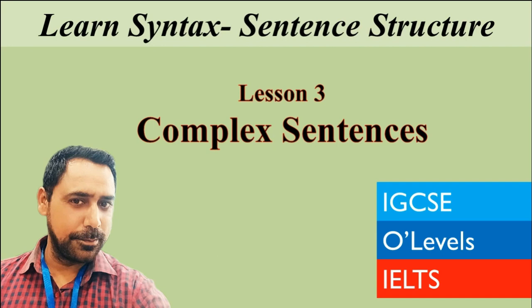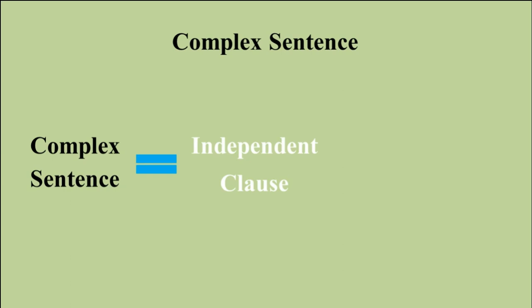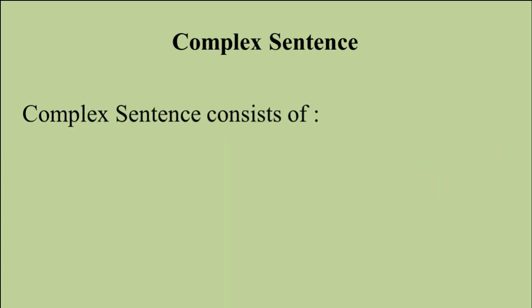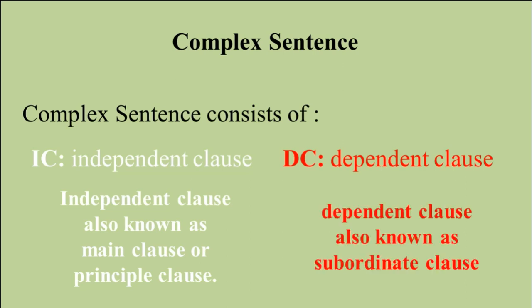Lesson 3. Complex sentences. What's a complex sentence? A complex sentence is equal to an independent clause plus a dependent clause. A complex sentence consists of IC, an independent clause, also known as a main clause or principal clause, and DC, a dependent clause, also known as a subordinate clause.